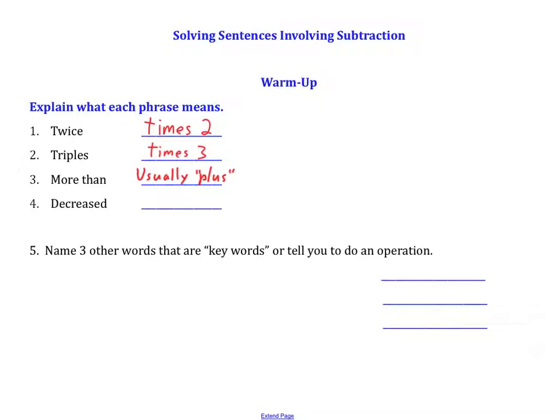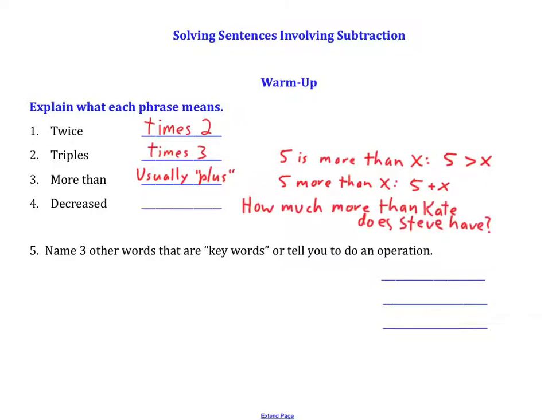For example, if we see 5 is more than a number, or 5 is more than x, then we're comparing and saying 5 is greater than x. If we see 5 more than a number, that's telling us we're going to add 5 to the number. Sometimes we see it turned around: how much more than Kate does Steve have? Then we actually have to subtract to find the difference, s minus k.